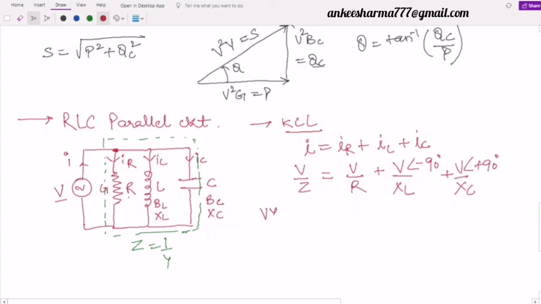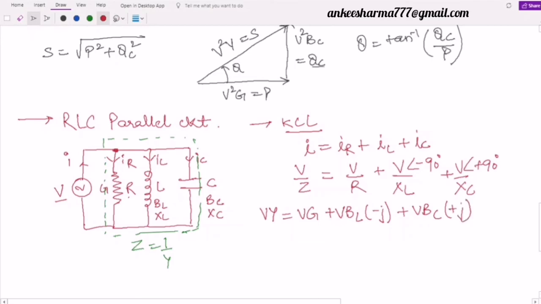Then you may convert all these impedance values into admittances. You will get V into Y, which is equal to V into G plus V into BL. What is it for minus 90? We are all aware of it. It is minus j. Plus V into BC. For plus 90 it is plus j.